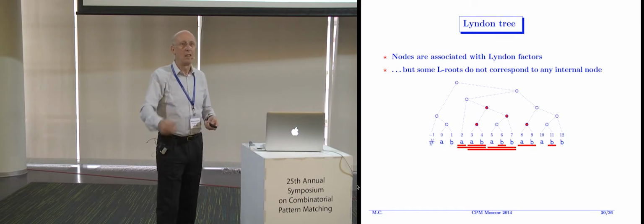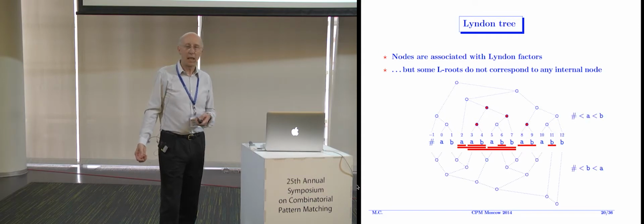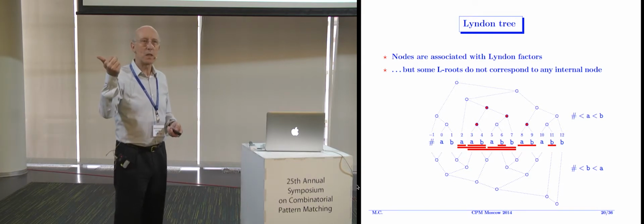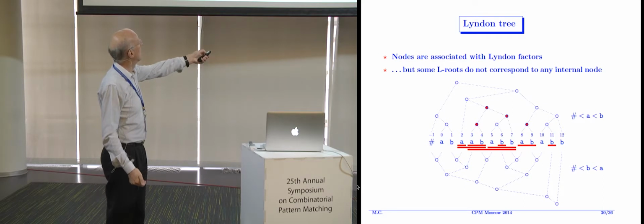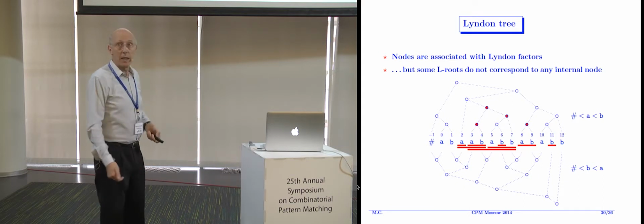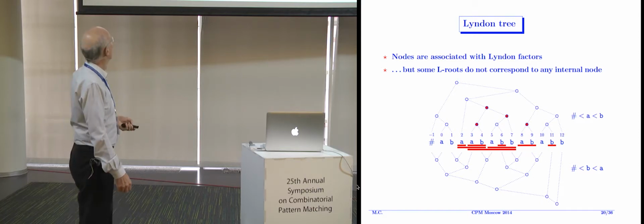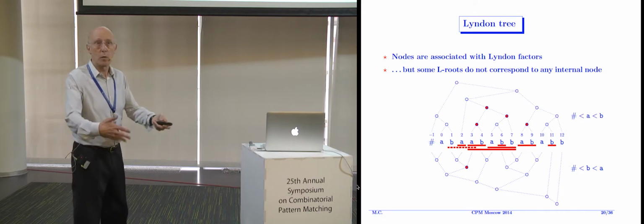And the genius in the paper, the hard part of the paper, and what is very interesting, is that in that case they consider the Lyndon tree, but swapping A and B. So instead of having A smaller than B, you have B smaller than A. You have another tree. And in that case, for instance, you see that this AAB here does not correspond to any node in the upper tree, but it corresponds to a node in the lower tree. Of course, it should be proven.